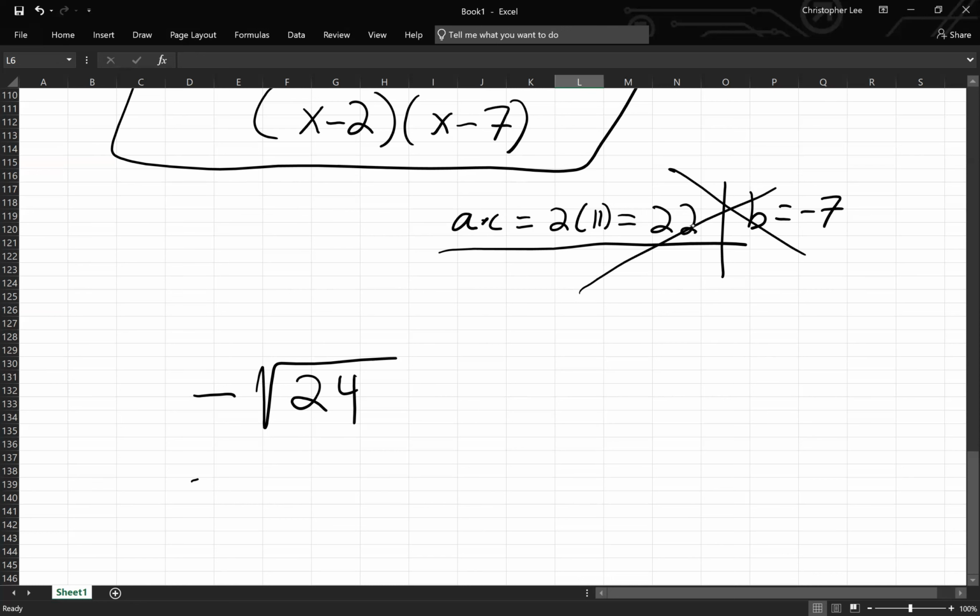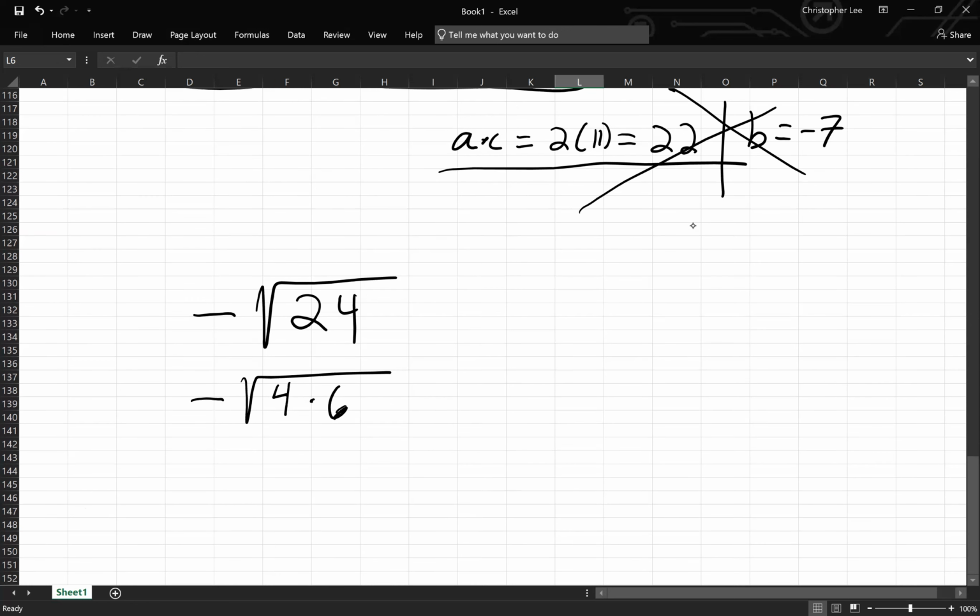Now, when you find the final answer, then you'll see what it is, right? So it's square root 4 times 6, and the square root of 4 is 2, right? So your answer is -2 square root 6. And that's it. All right, go ahead.